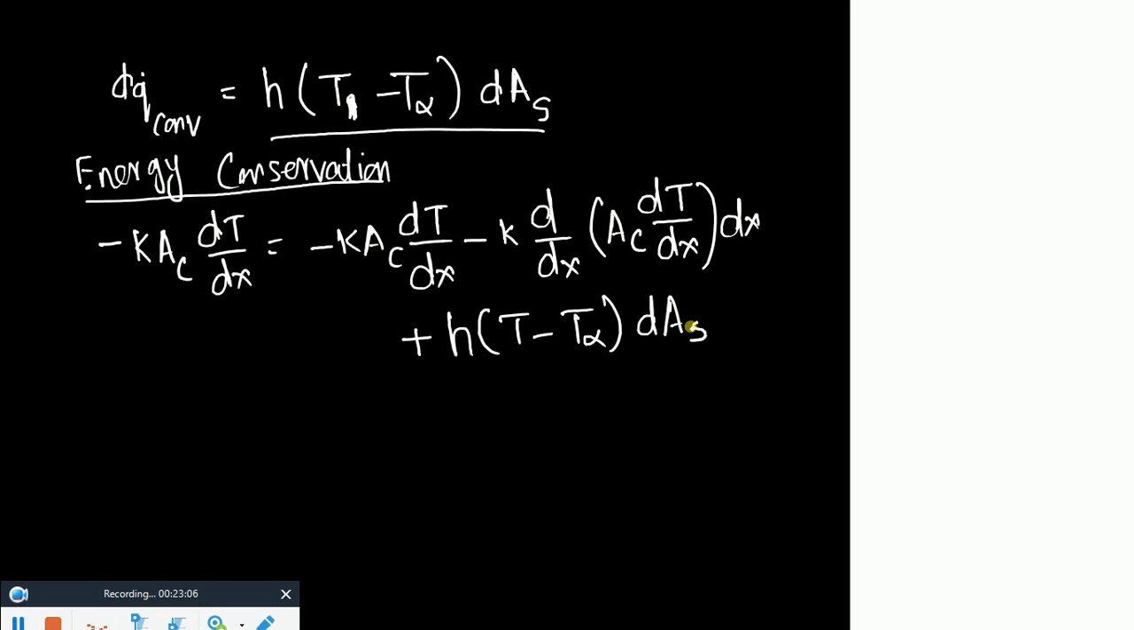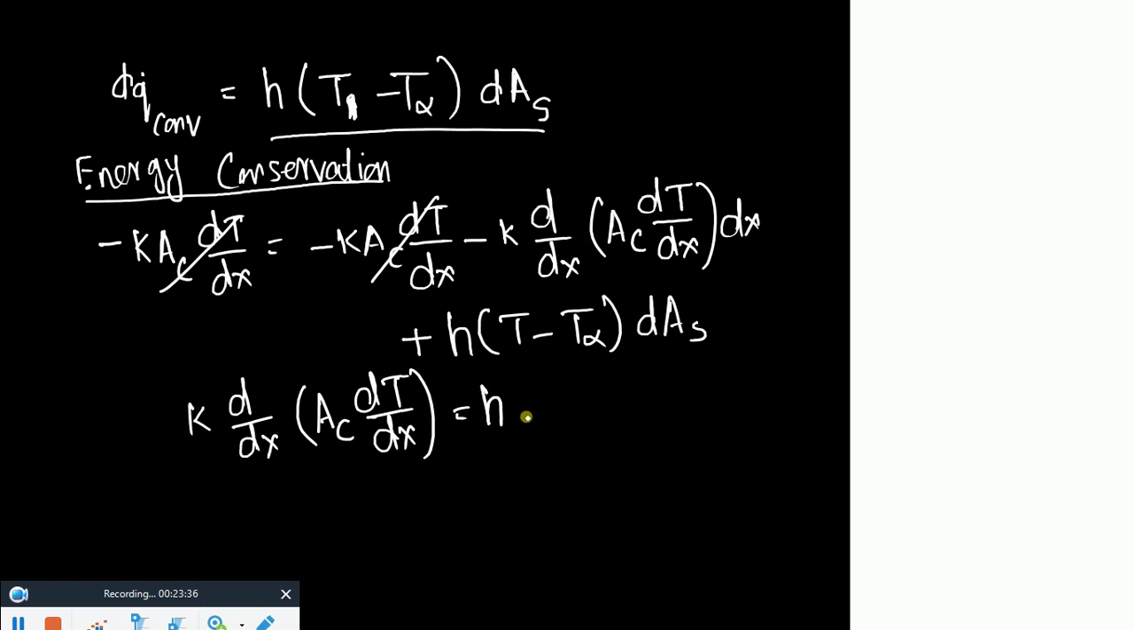And then this expression. Is it clear? Now, these two sides are the same. Okay. So, what I can see is this would become k d by dx of Ac dT by dx equals h (T minus T infinity) dAs by dx. Look at that dx that has come under dAs. Do you understand that? Okay.